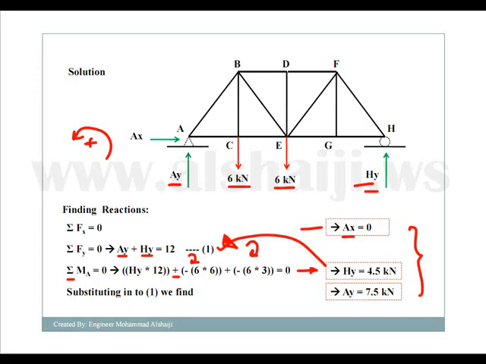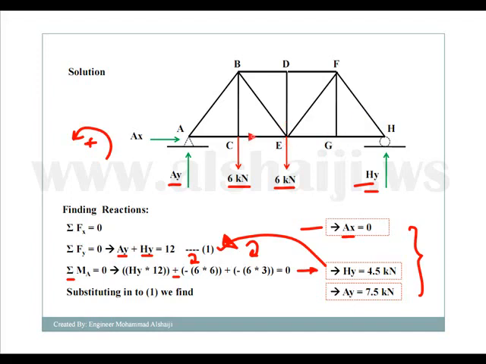Okay, now we're ready to start picking the joints we will be using. We have so many joints in this truss. We have A, B, C, D, E, F, G, H. That's a total of 8 joints. The trick in picking a joint is very simple. First, we have to pick a joint that has only 2 members with unknown forces.